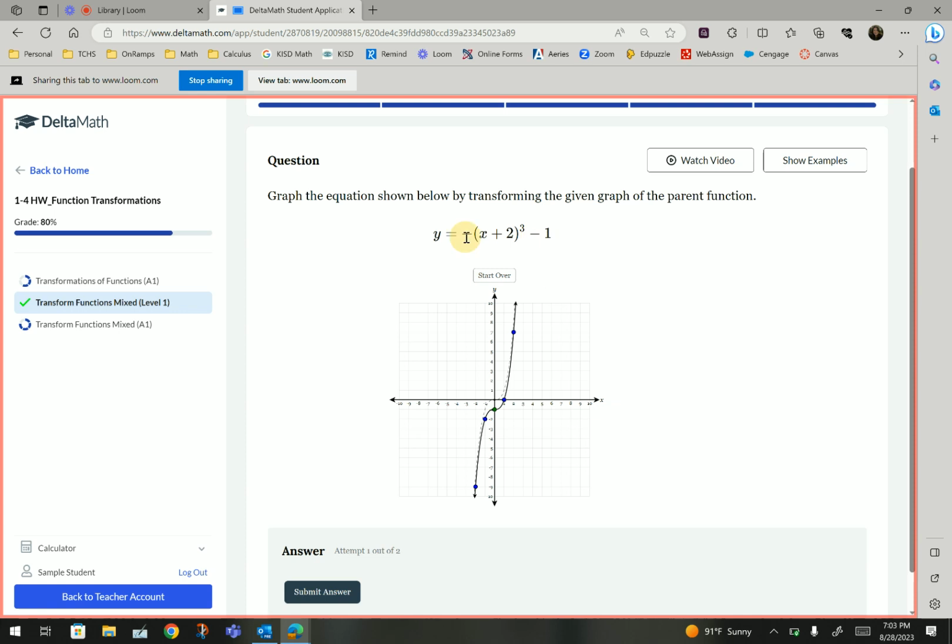Then we're going to deal with the negative. The negative means flip it. Actually, you know what? I think we should flip it first. Let's flip it. Yeah, let's start over.